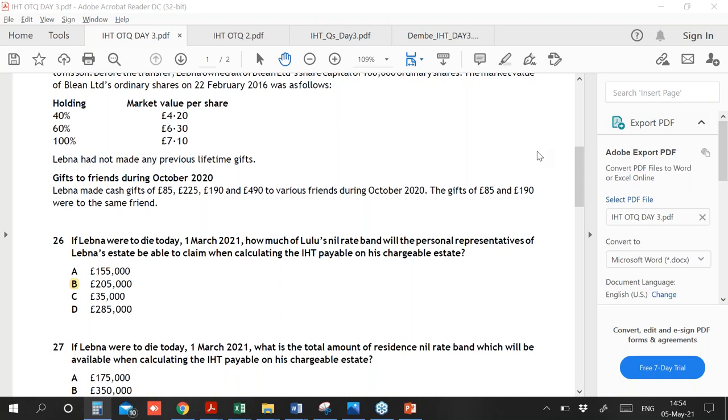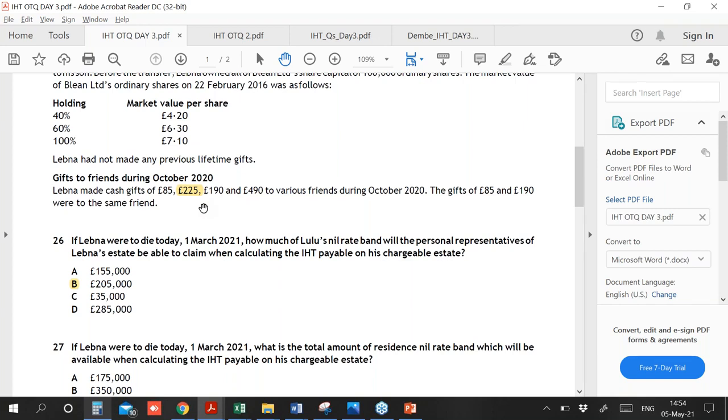Sajid, 250 is the amount of exemption. You tell me which gift is exempt or eligible for small gift exemption out of that. Only this one, the 225 one. Why is that? This 85 and this 190 are to the same person, which means if you add them up, they will cross the value of 250. So that person has crossed the value of 250.